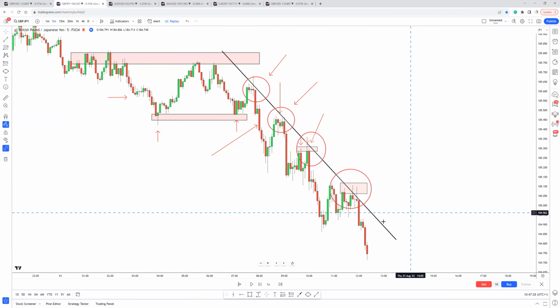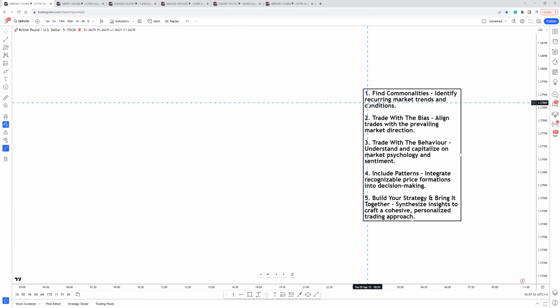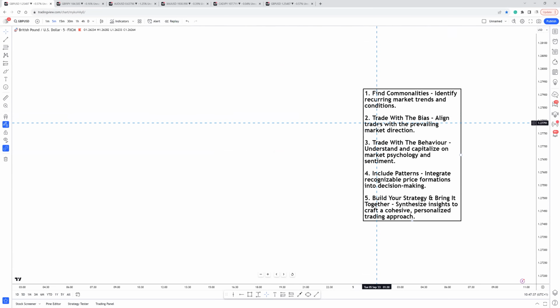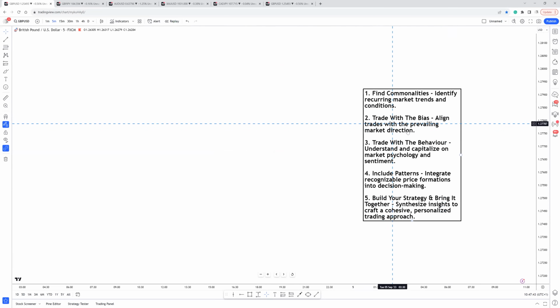Okay, so this is the first example. So if we go back over here, find commonalities, identify recurring market trends and conditions. Now we can move on to the second point, trade with the bias. What we want to be doing when we're trading with the bias is we want to align the trades with the prevailing market direction. So let's take a look at Aussie dollar USD as an example.